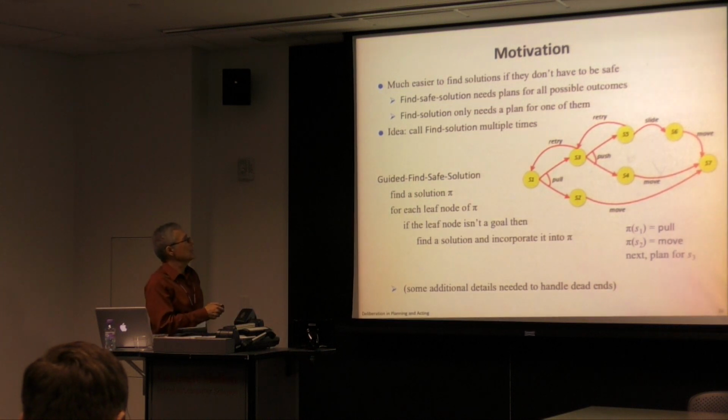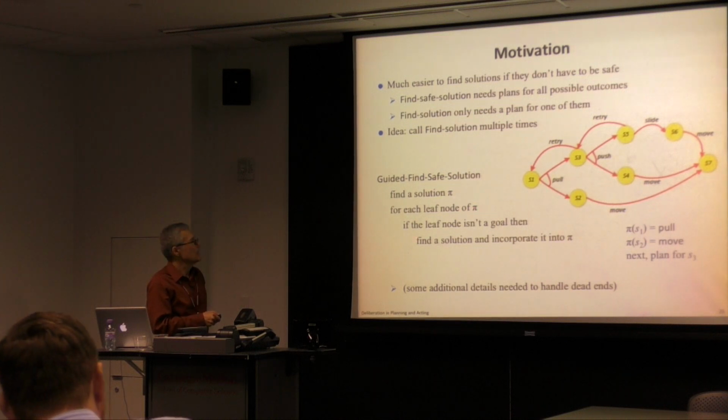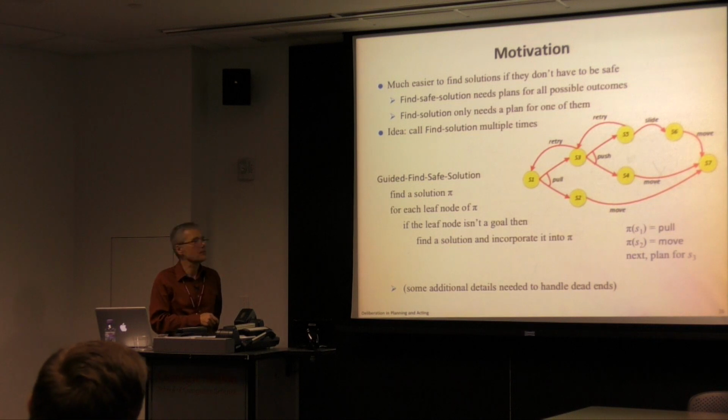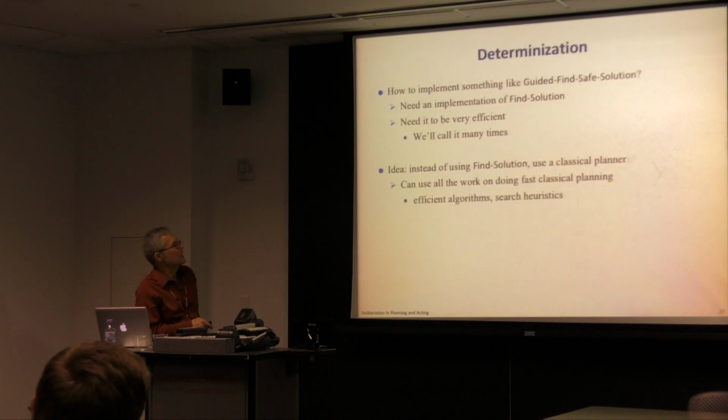What it does is it finds an unsafe solution for each leaf node of that thing. If that leaf node isn't a goal, then find a solution and incorporate it into the thing. So I'll go through an example of that in a minute, but let me give you an elaboration of it first.